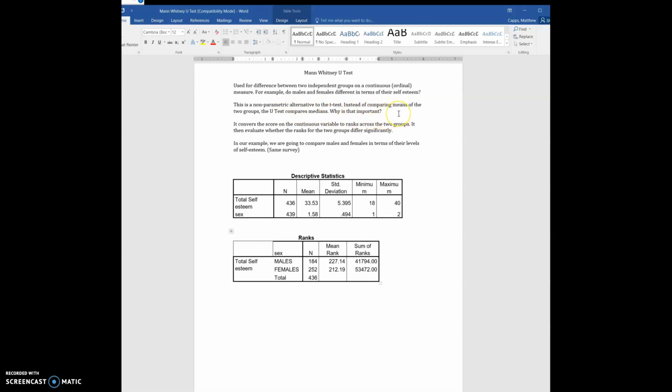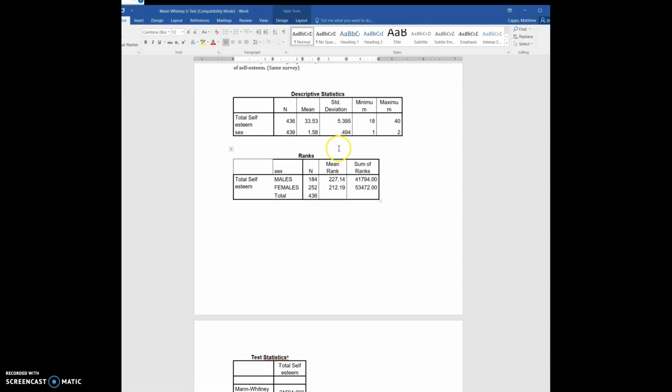And instead of comparing the means of the two groups, the U-test compares the medians. And that's important because we don't want to use means in ordinal data. We'll run the risk of saying something that's true that's not. Again, I want to say, go back to the beginning videos and look at examples of where the right test was used versus the wrong test, and how close it can be, and you can make a mistake.